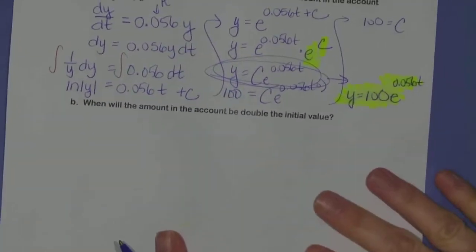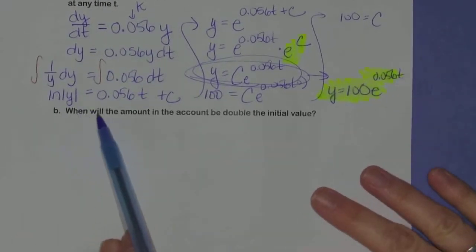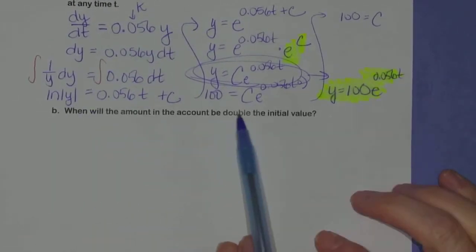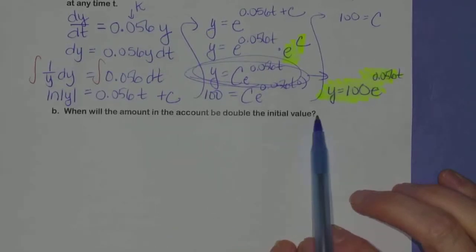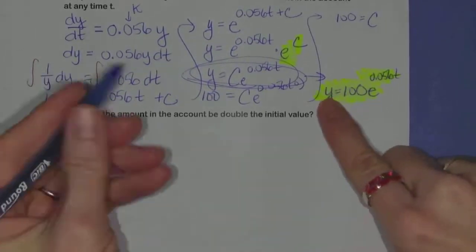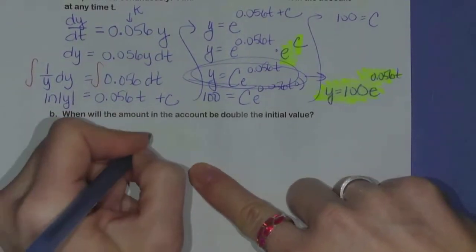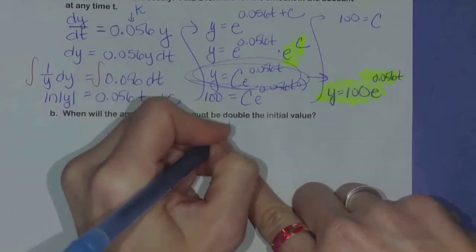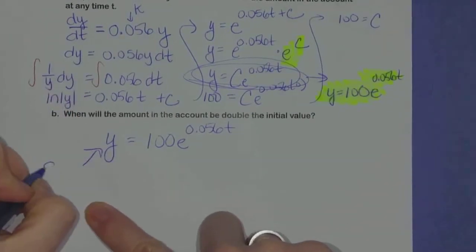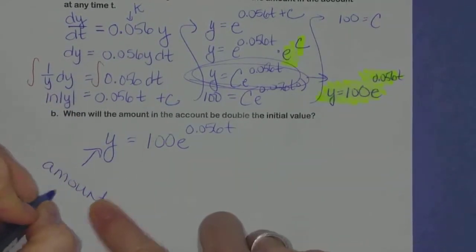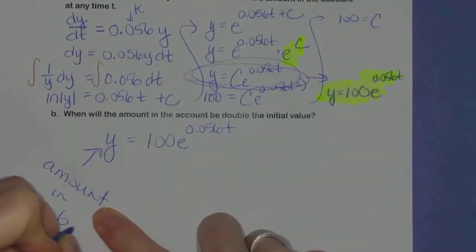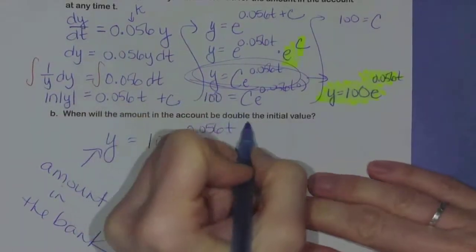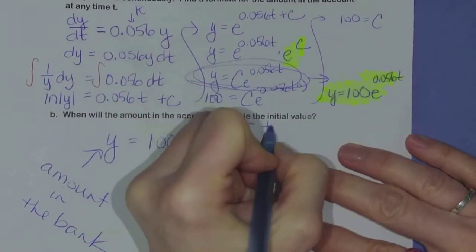Okay, so let's look here at part B. It says, when will the amount in the account be double the initial value? Well, we have an equation. I'm going to bring this down. This represents the amount in the bank account. Right here, this is the amount in the bank at time t.